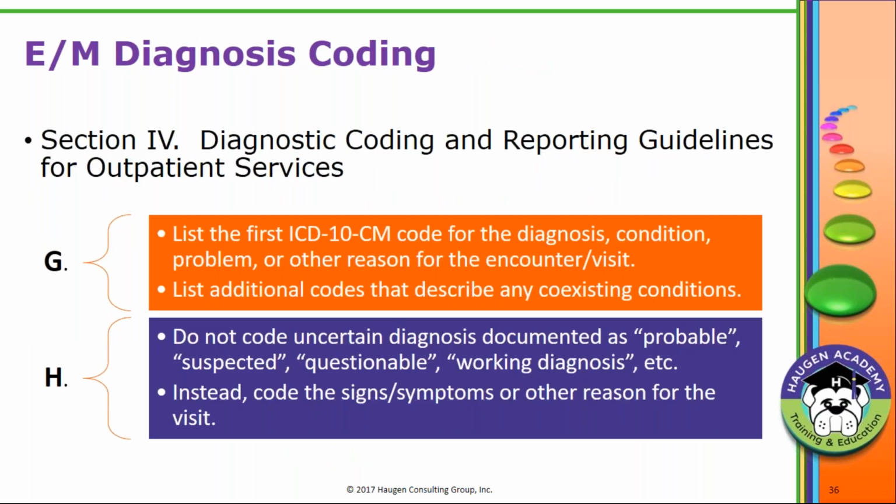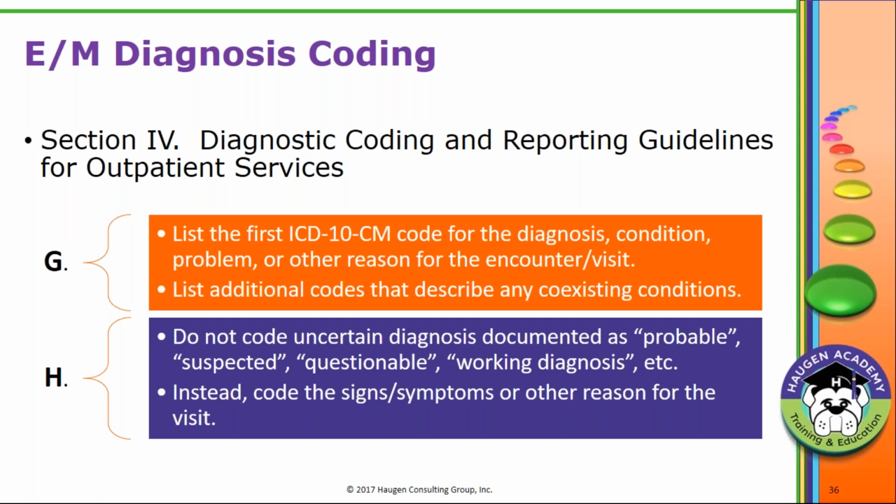So just a quick reminder as well about diagnosis coding. When we're talking about professional services, for those office visits or E&M services, we're going to follow Section 4 of our ICD-10-CM guidelines. And I think Sections G and H are really helpful. They say to list the first ICD-10-CM code for the diagnosis, condition, problem, or other reason for the encounter or visit, and then any additional codes that describe coexisting conditions. And then we also have the rule that we can't code uncertain diagnoses documented as probable, suspected, questionable, so anything that's not sure.